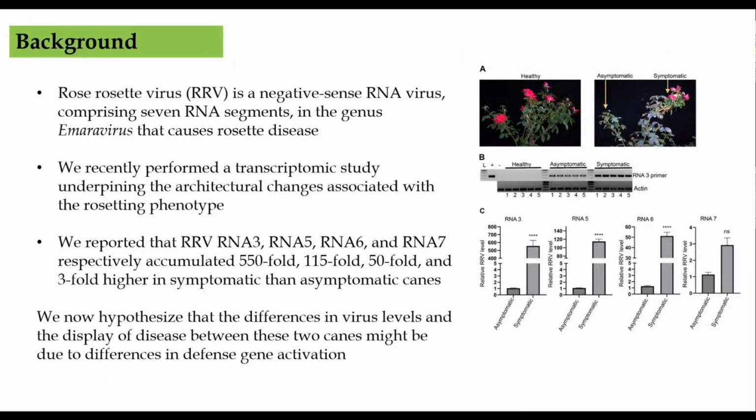So a little bit of background, as you have heard before the break, we recently published our transcriptome data set, where we reported that the Rosette virus accumulates significantly in symptomatic branches more than in asymptomatic branches. And we hypothesized that maybe the differentially expressed genes could lead us to a mechanism of resistance that might be causing the asymptomatic branch to be asymptomatic. That means no symptoms, even though it's infected.